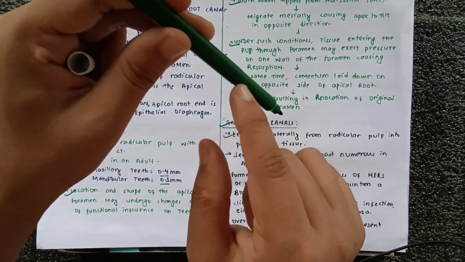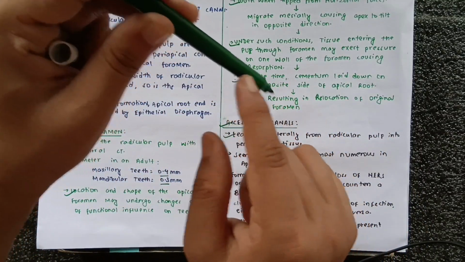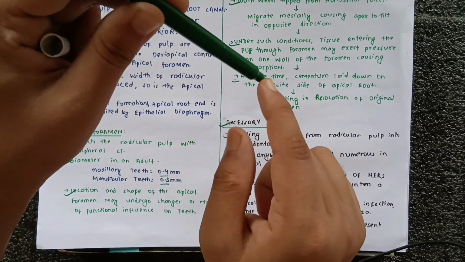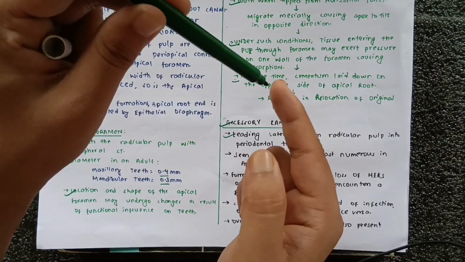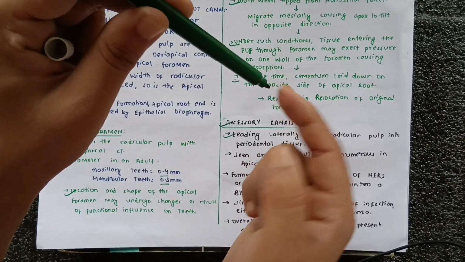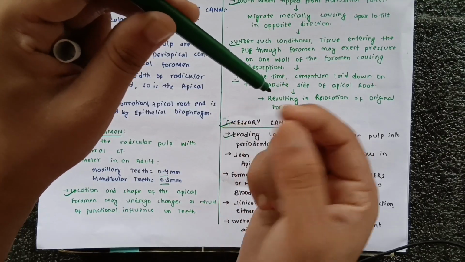Just think this is the root portion, the radicular canal. Radicular pulp is this. This is the apex. At the end of this radicular pulp there is an apex, and from this apex there is entering of the blood vessel and exit of the blood vessel.